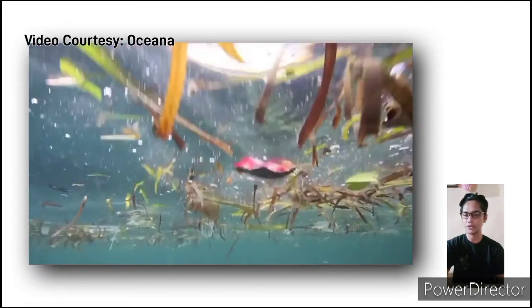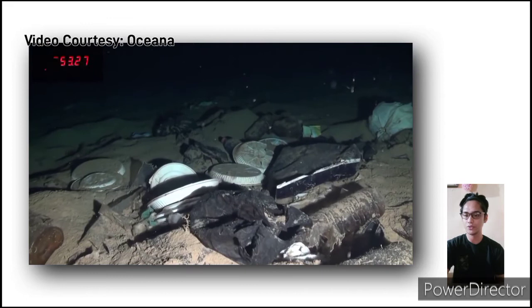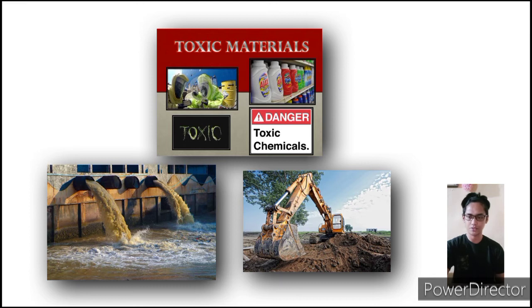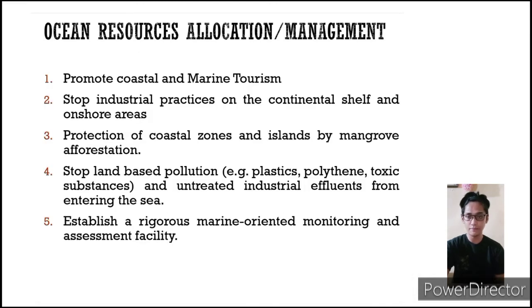80% of marine pollution comes from land pollution. Sources include untreated sewage, agricultural runoff, oils and heavy metals from industry, and sediment washed in from earthworks and loggings. And lastly, number 5 is establish a rigorous marine-oriented monitoring and assessment facility.